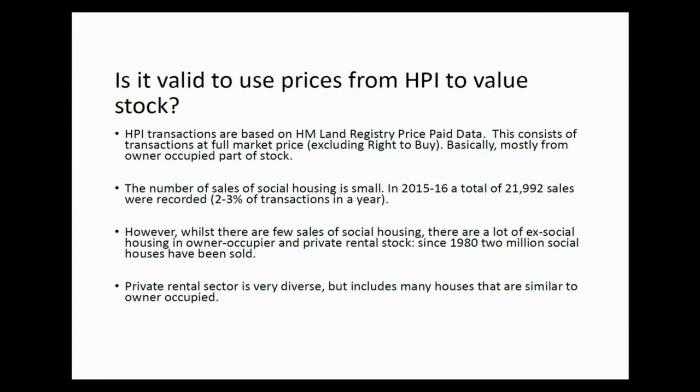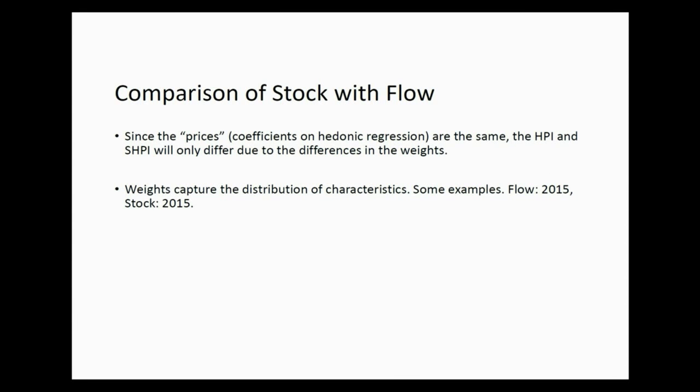The private rental sector is very diverse, but includes many houses that are similar to owner-occupied. So what we think is that although it's mainly owner-occupied transactions which are in the HPI, there's a lot of stock which has very similar characteristics in terms of location, type of build, and so on to the social housing, because it's ex-social housing. So all we do really is replace the flow weights in the HPI with the stock weights.